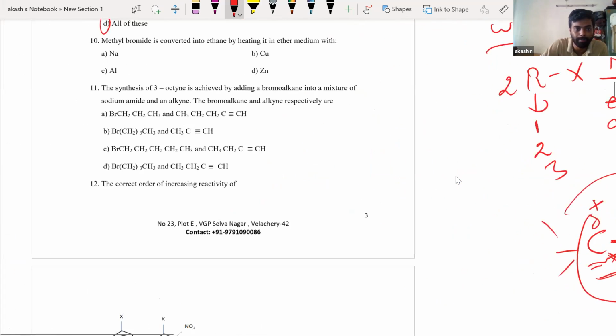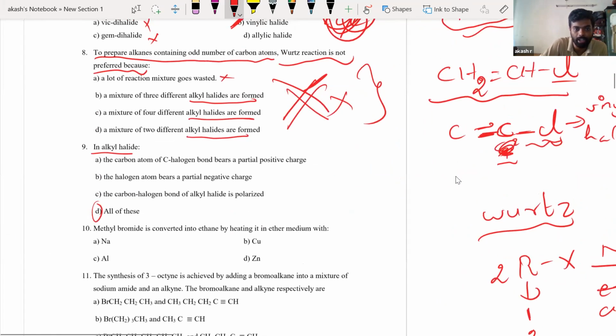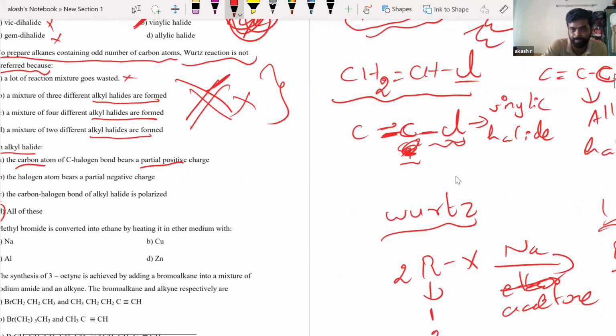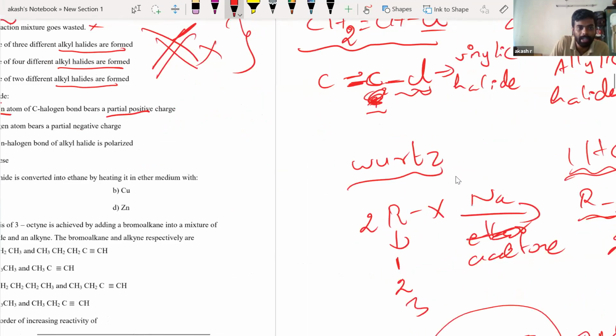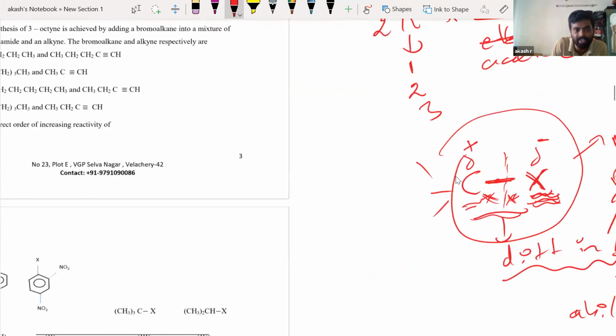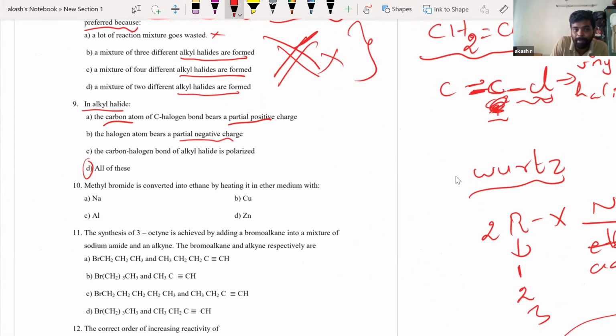The carbon atom possesses a partial positive charge. Yes, we just saw, right? And then the halogen has a partial negative charge. Yes. Why all this happens is because the carbon halogen bond is a polar bond. Very, very simple. So all of these options are absolutely right. Okay, I hope everybody gets it. Moving on to the question.